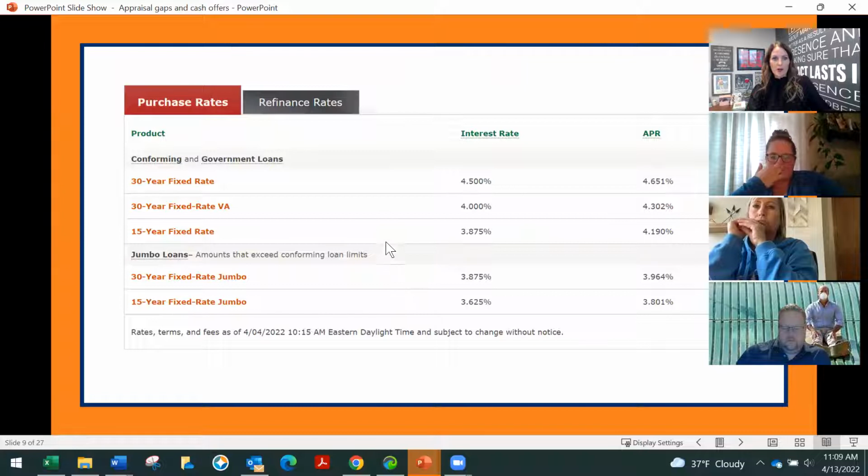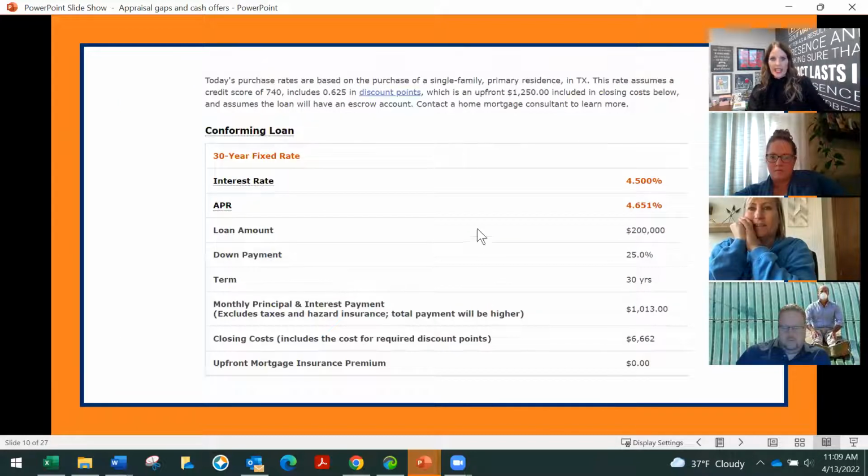This is my friend Wells Fargo, 30-year fixed, 4.5. Okay. Now, interesting, they don't tell me anything here. I have to go to the fine print, and then they say credit score of 740 includes 5/8 of a discount point. So again, origination, discount, same thing. Also assumes, guess what? 25% down. That's not what I asked for.